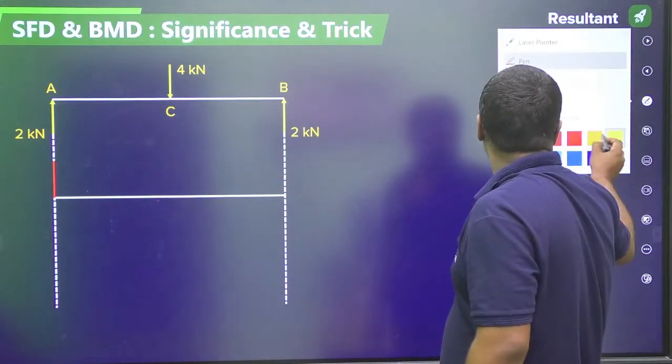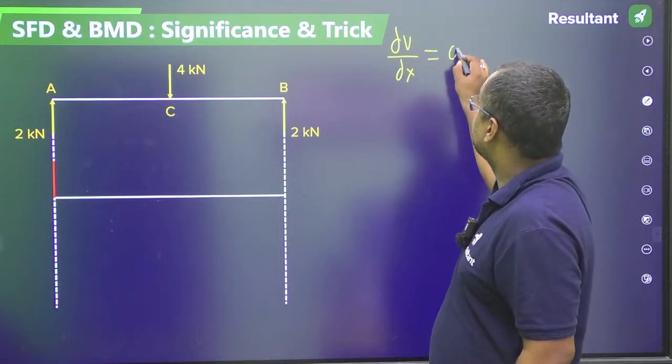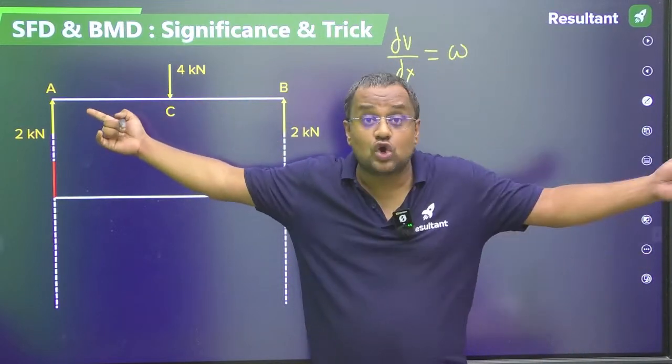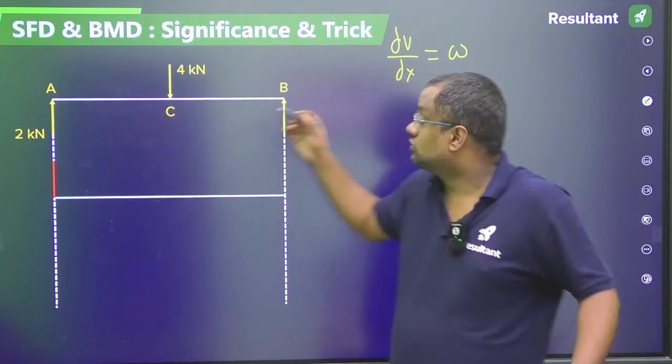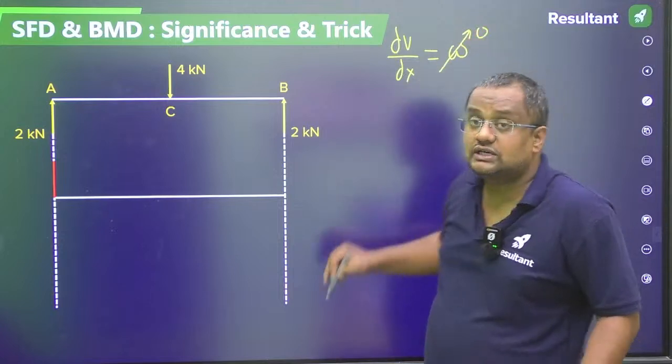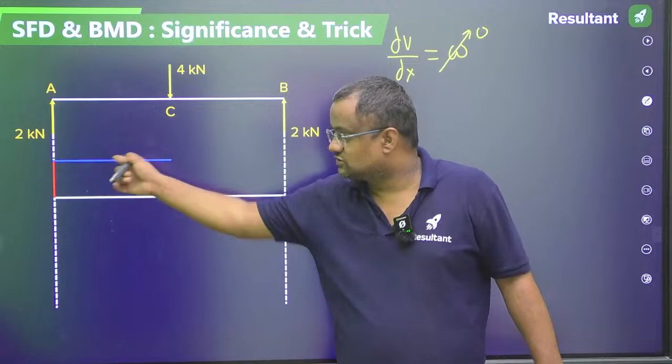Then after that, what I told you is that the shear force slope is load intensity. From A to C there is no load, so load intensity is 0. If load intensity is 0, that means the shear force will be a straight line, with slope 0.